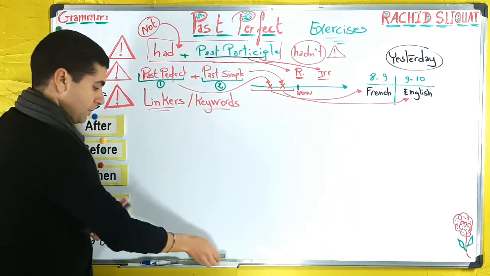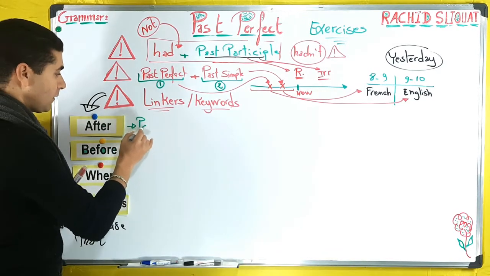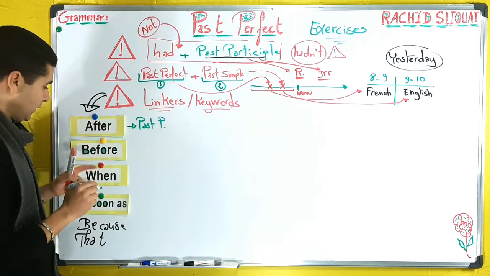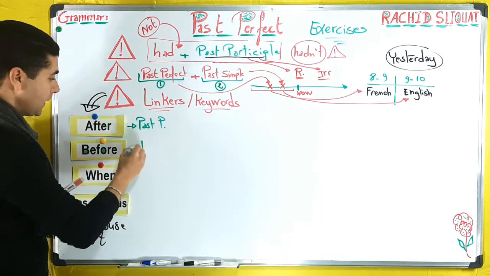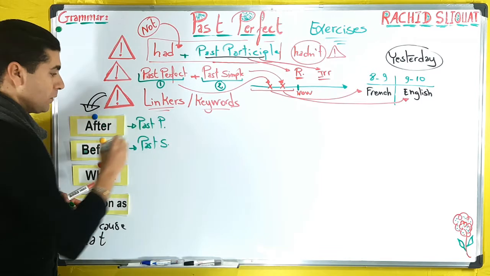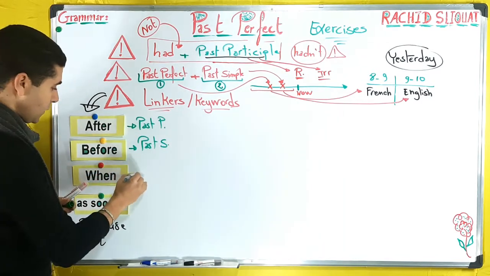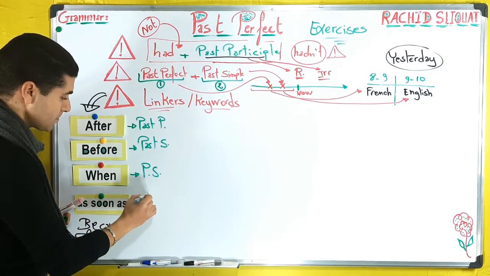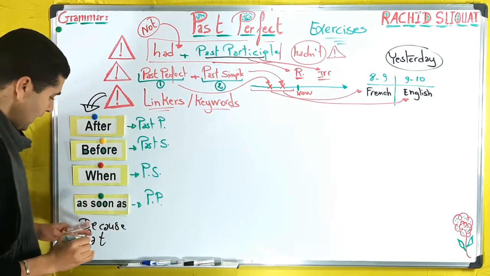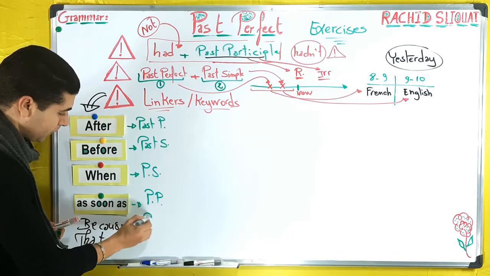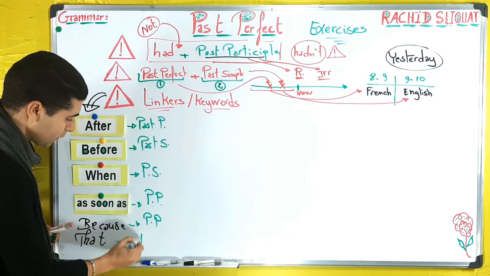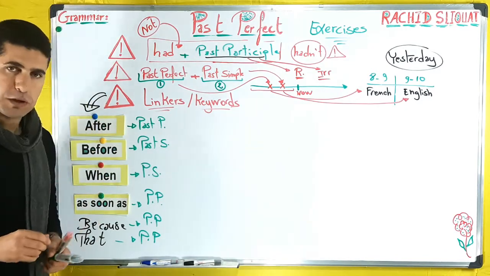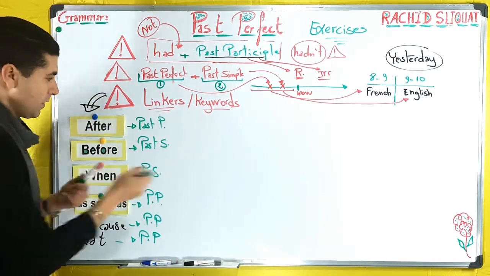All right, we said that after is followed by the past perfect, okay? Before is followed by the past simple, and when is with the past simple. As soon as is followed by the past perfect, and because with the past perfect. So these keywords are very important to remember when it comes to the past perfect.